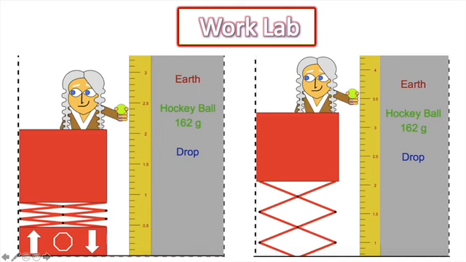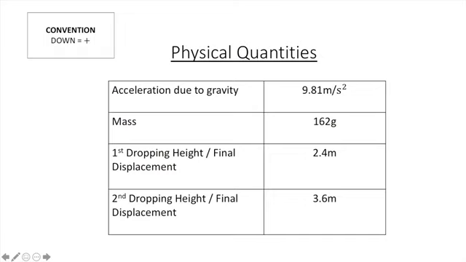So now let's get into the lab. I chose one on a ball dropping where I can calculate the Fg for two different scenarios with different dropping heights. And the purpose of this lab is to prove the proportionalities in work equals FAD cos theta. In this lab, acceleration due to gravity was 9.81 meters per second squared because we did it on Earth with the convention down equals positive.